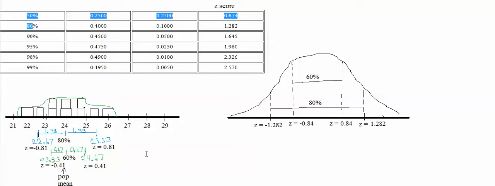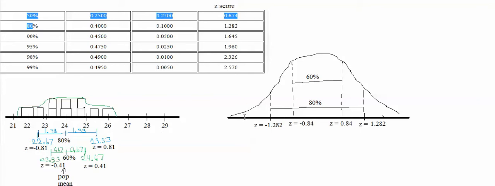In the last video I was saying that the z-scores at the upper boundaries are the confidence coefficients. So the z-score at the upper boundary of the middle 80% is the 80% confidence coefficient, and the z-score at the upper boundary of the middle 60% is the 60% confidence coefficient. These were the 80% and 60% confidence coefficients in the example we did in the last video.